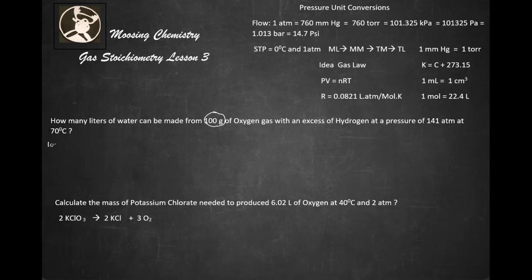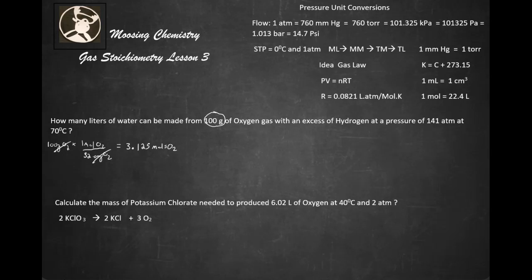So we take 100 grams of O2 times 1 mole of O2 divided by 32.00 grams of O2. That cancels, and that gives me 3.125 moles of O2.